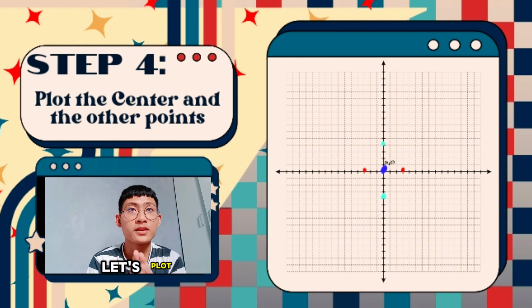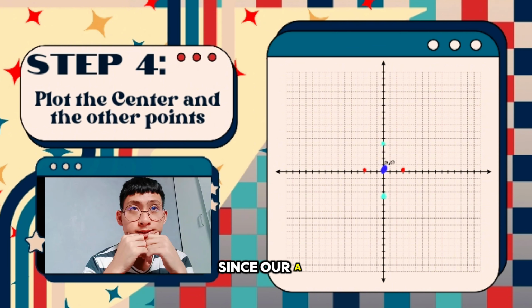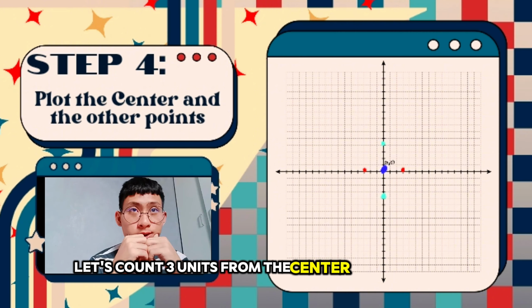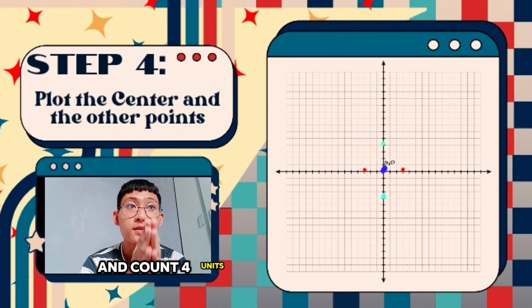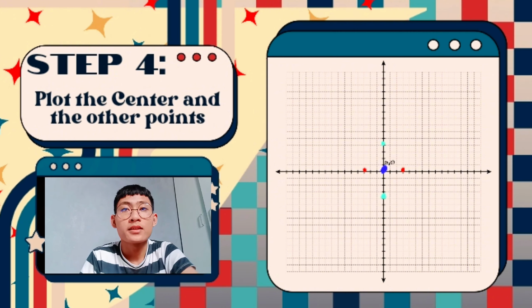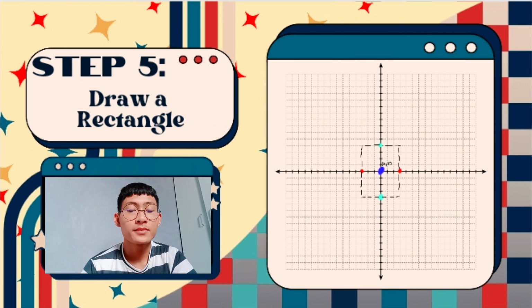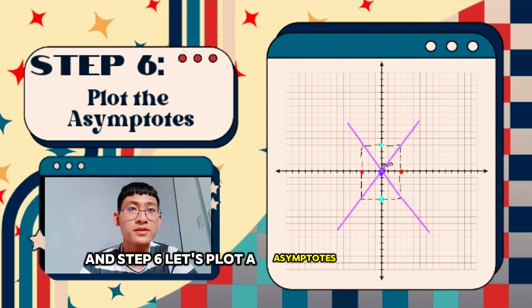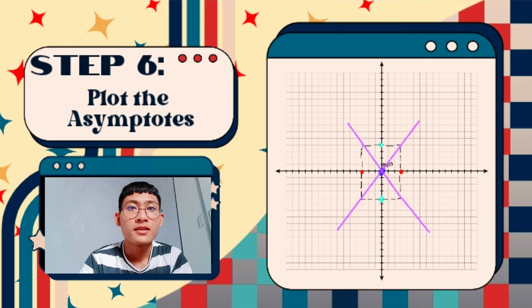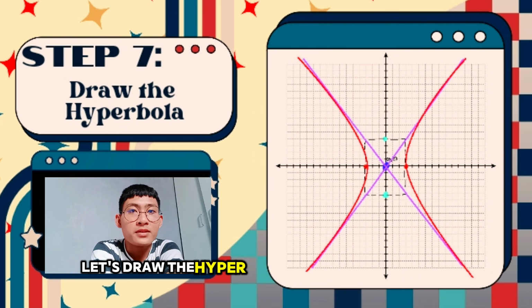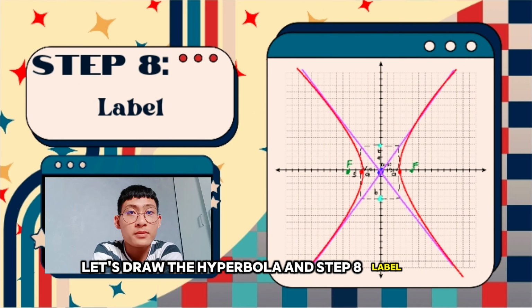For step 4, let's plot the center and the other points. Since our a is 3, let's count 3 units from the center horizontally, and count 4 units vertically since our b is 4. Now step 5, let's draw the rectangle. And step 6, let's plot the asymptotes, which are the diagonals. For step 7, let's draw the hyperbola. And step 8, label them.